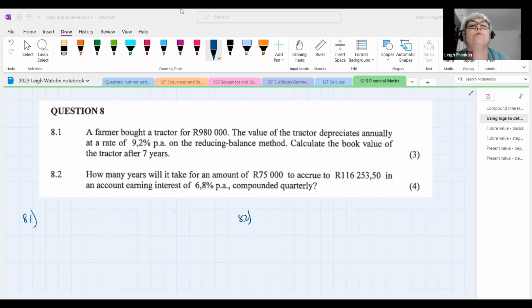Oh, let's see what's going on in the chat. Yes, so accrue. So Shoshana, if it accrues interest, it grows with interest. Yes, it increases, it gets bigger. Yes, correct. Yes, iPhone. Yes. Nkosana, is that for question 8.1? Lorato, is that for question 8.1?